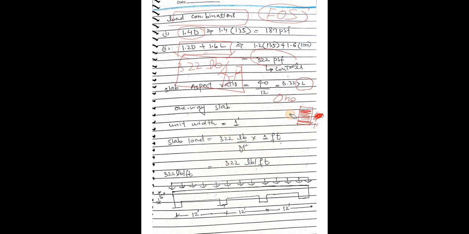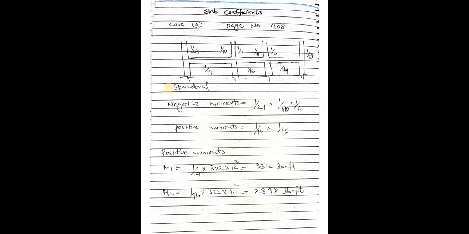Your design is like that. This is your continuous beam. I am just giving you an example. So the next step is the structural analysis. Structural analysis means that you have to find how much moment and how much shear is produced in a structure. So I have taken these coefficients from the book Design of Concrete Structures, Nilson.